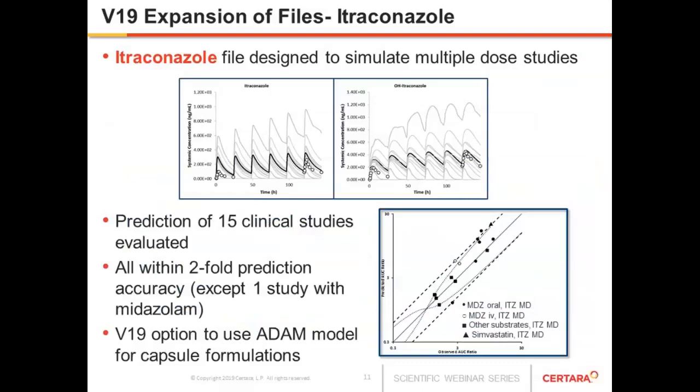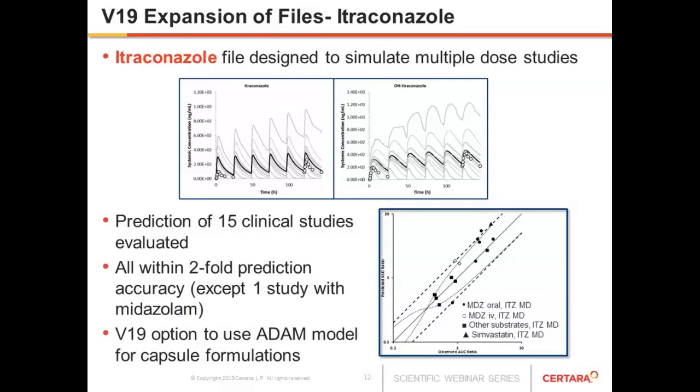Moving on now, I'm going to talk a little bit about some of the compound files that we've updated to look at more mechanistic absorption models. The first of these is one of the key inhibitor files that we have for Itraconazole, which is used for CYP3A4 clinical drug-drug interaction studies. The original first-order file that is available in the simulator is still available in version 19 as a default file. And this file was originally designed to simulate multiple dose studies of Itraconazole, and it had very good prediction accuracy.